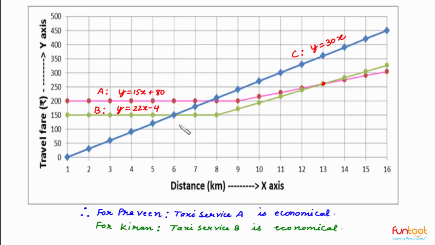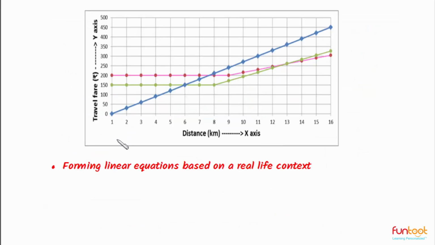And let's see from the graph what will be the situation when taxi service C is economical. From the graph, for the distance less than 6 kilometers, graph of taxi service C is lower than the graph of service A and service B. So if individual has to travel a distance of less than 6 kilometers, he should use the taxi service C.